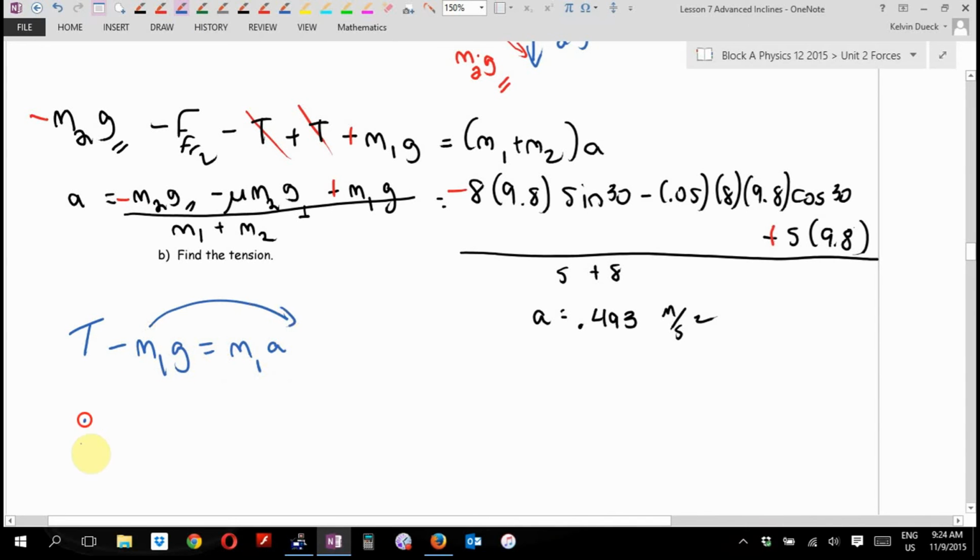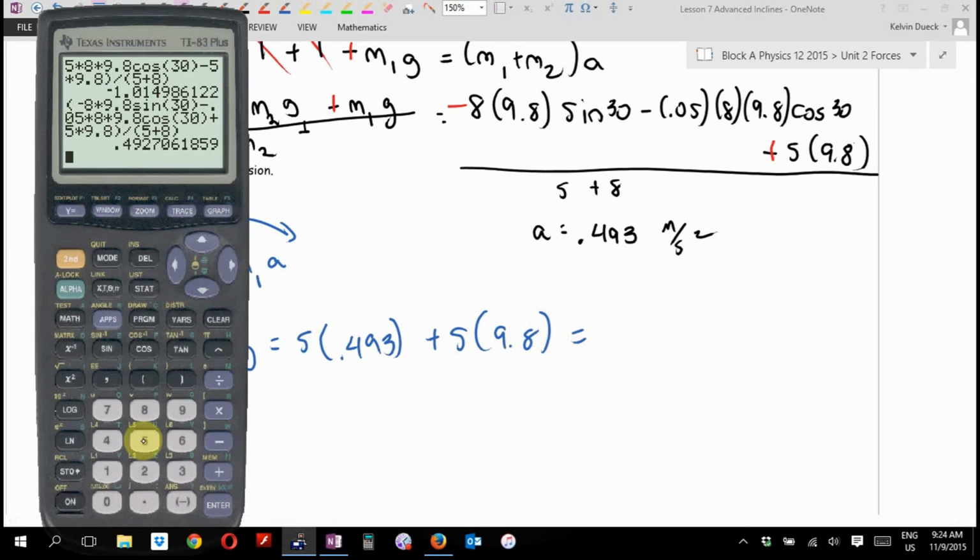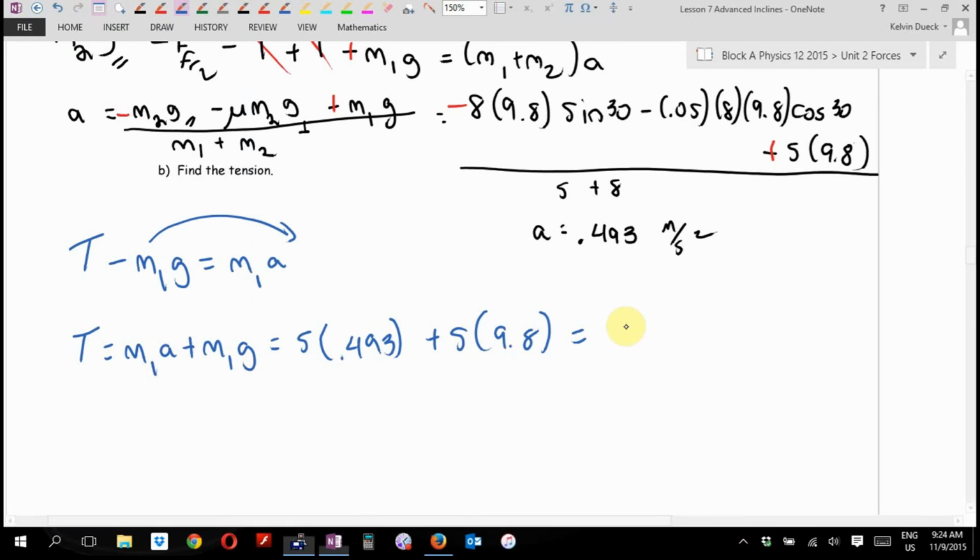We've seen this dance before. It's going to be M1A plus M1G. What was M1? 5 times 0.493. I'll use my answer button. Plus 5 times 9.8. .5 newtons.